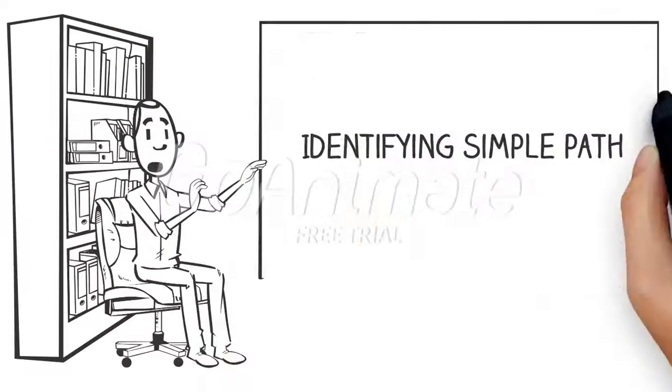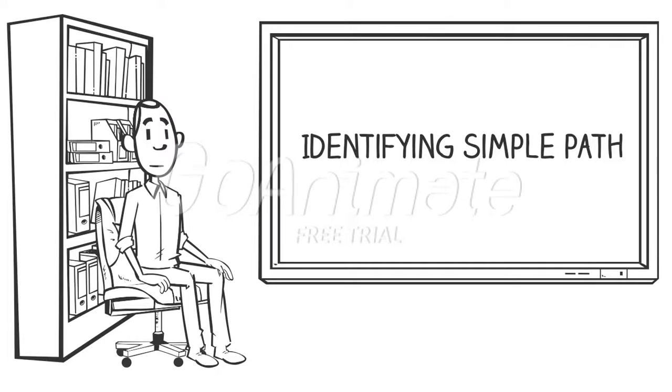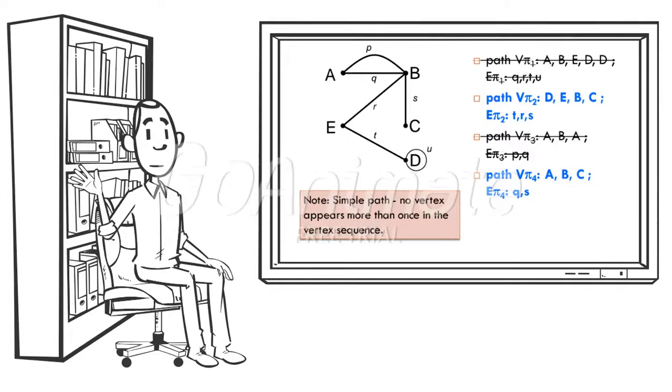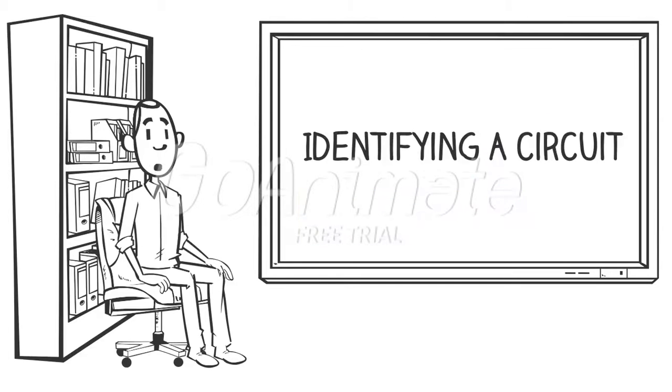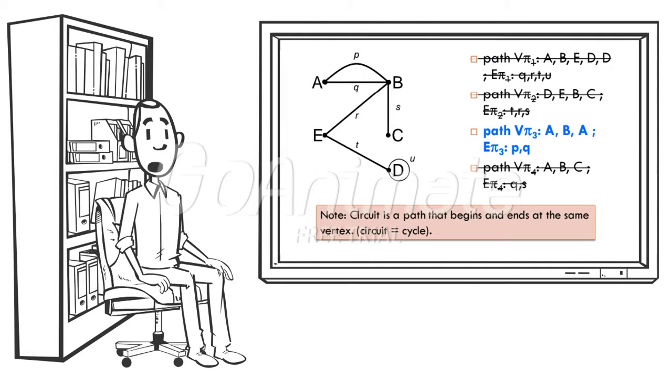So let's move on to the next key notes, identifying a simple path. Take a closer look at the diagram. As you can see, simple paths are identified when no vertex appears more than one time within the vertex sequence. Now let's try to identify the vertices and edges that form a circuit. As the name states, we need to find a path that begins and ends with the same vertex. In this case, we have identified one, that is A, B, A. The path begins with A, followed by B, and returns to A. There are several circuits in the diagram. Try pausing the video and identify all of them if you can.